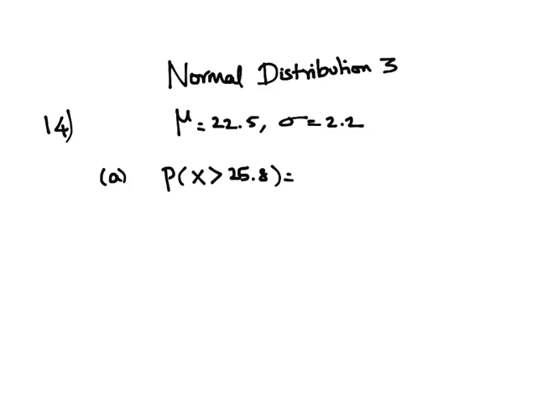So the answer is 0.0668. So 0.067, three significant figures. Second part is, of the group 95% weigh less than k kilograms. Find the value of k. So probability of x less than k equal to 95%, which is 0.95.